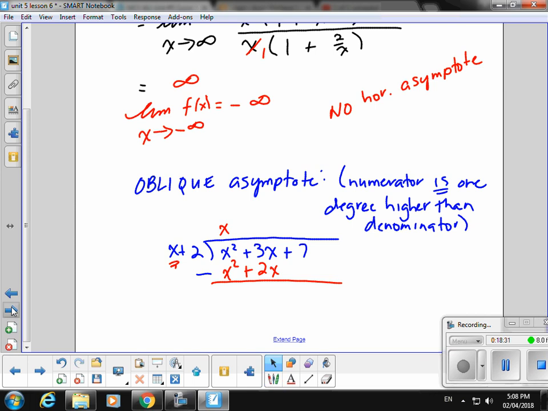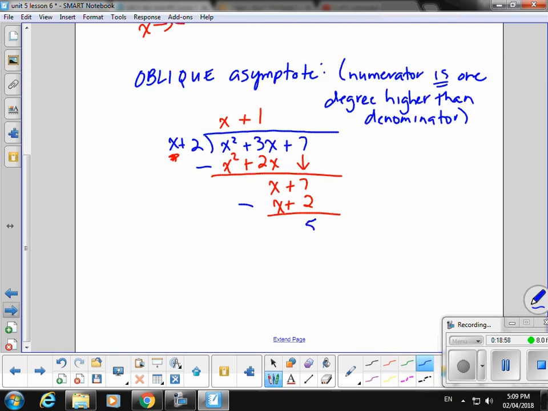If you do x squared, subtract x squared, disappear. 3x subtract 2x is x. I'm going to bring down that 7 so I don't forget about it. How many times does x, again, go into x plus 7? It goes in 1 time. 1 times x plus 2 is x plus 2. So we are going to have a remainder of 5 x plus 2's.